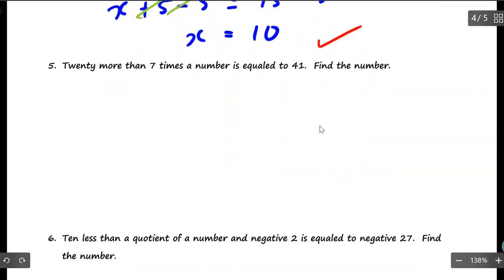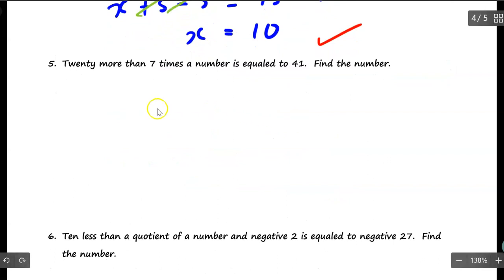Okay, what about number 5? This is very much similar to the example that we just did. We have 20 more than 7 times a number. Now you can see more than should be addition, right? 20 more than 7 times a number, so 7 times x will be equal to 41. So it's a straight translation from the word problem into the mathematical equation. 20 more than means 20 plus, 7 times means 7x, is equal to 41.